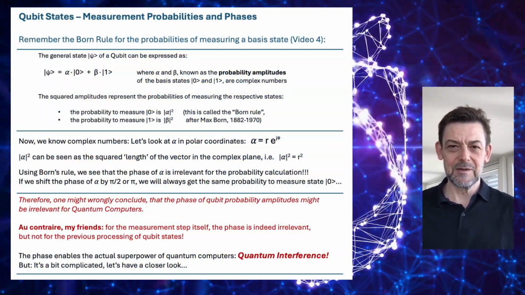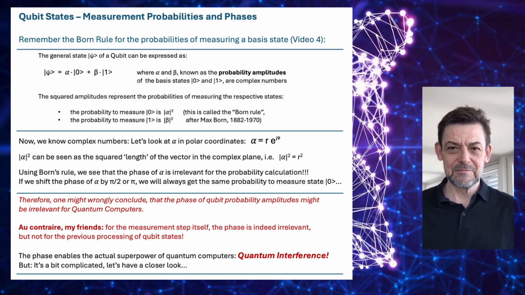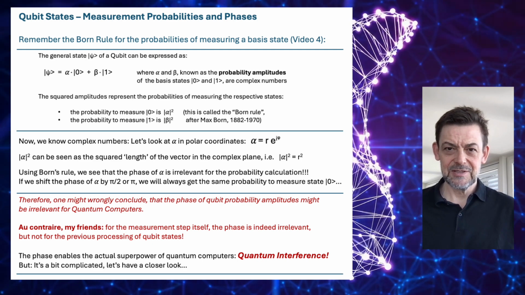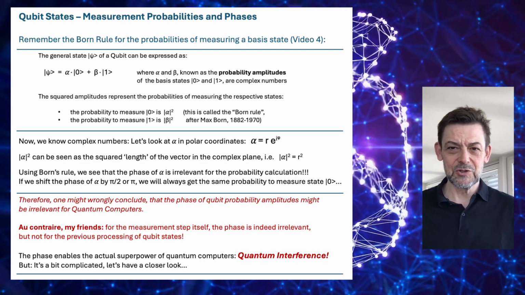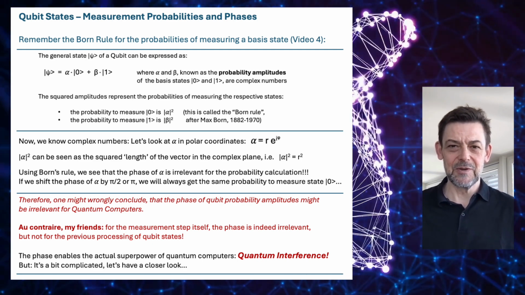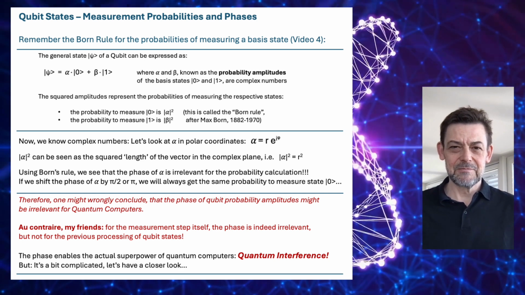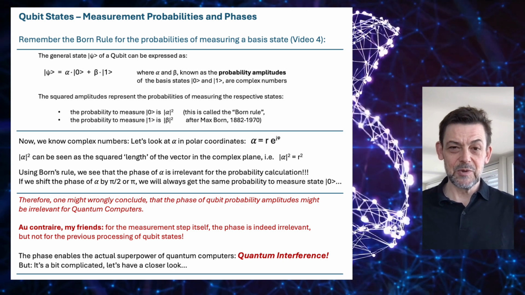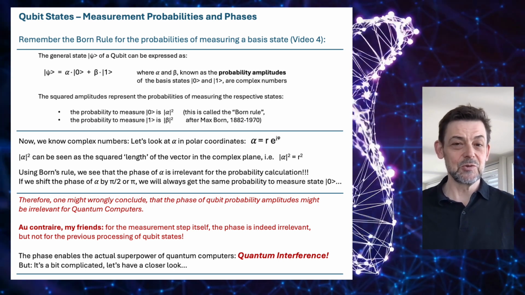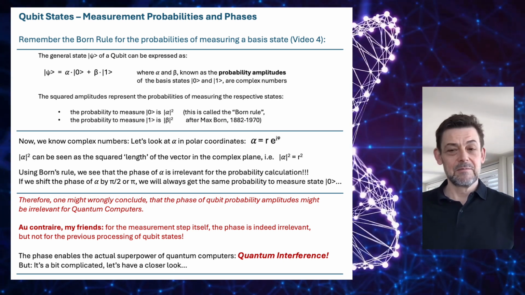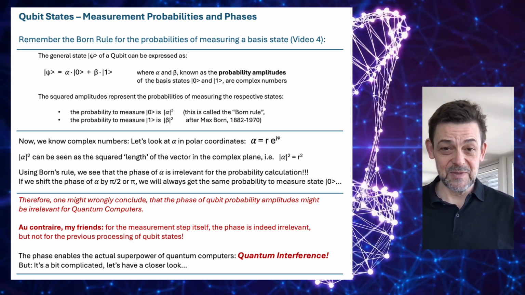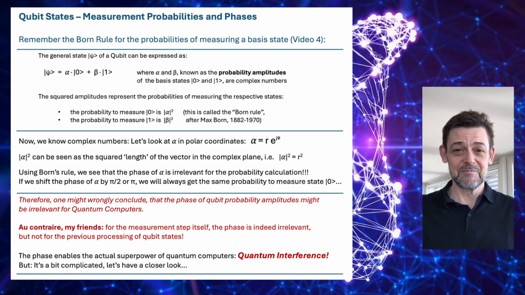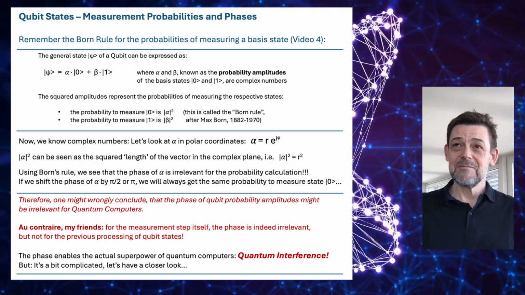Moving on from pure mathematics, we return to qubits. In video 4, it was demonstrated that the probabilities of measuring state 0 or state 1 are determined by the squared absolute values of alpha and beta, respectively. The squared absolute value of a complex number represents its squared magnitude in polar coordinates. Thus, the probabilities of measuring 1 or 0 are independent of the phase of alpha and beta. Only the magnitude is relevant.